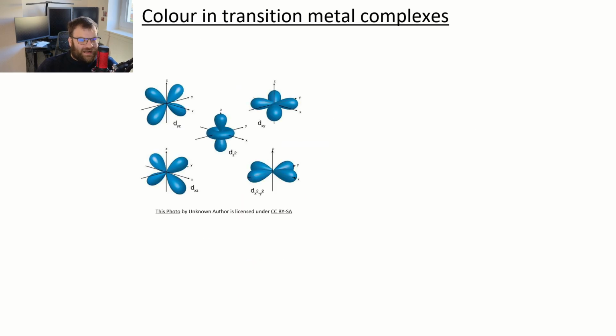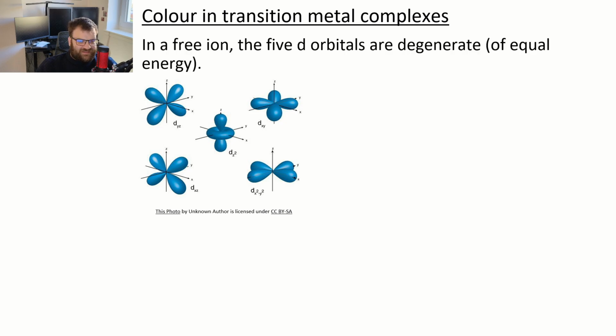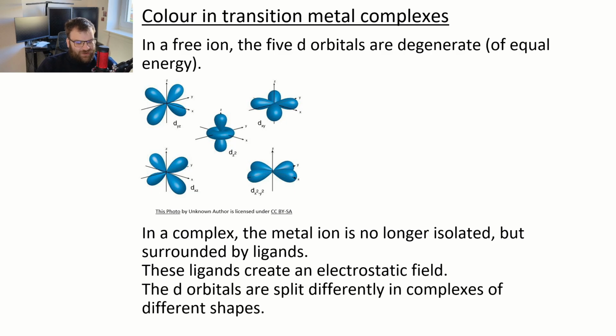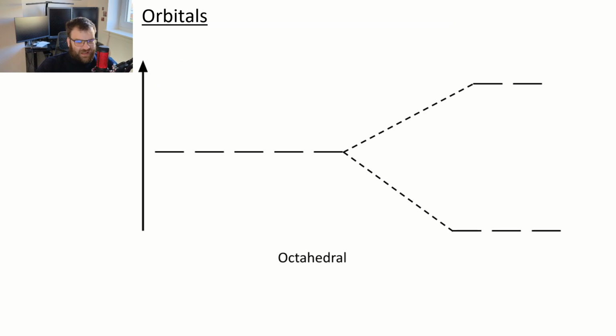Now we'll look at why they are able to absorb light and appear as different colours. It's to do with the fact that in a free ion, the orbitals in the d subshell will be degenerate, equal energy. The ligands will then create an electrostatic field around those, which causes the d orbitals to be split. We end up with 2 orbitals which are higher in energy and 3 orbitals which are lower in energy. The lower energy ones fill first, and once the lower orbitals are filled, it would start filling the 2 that are of higher energy.